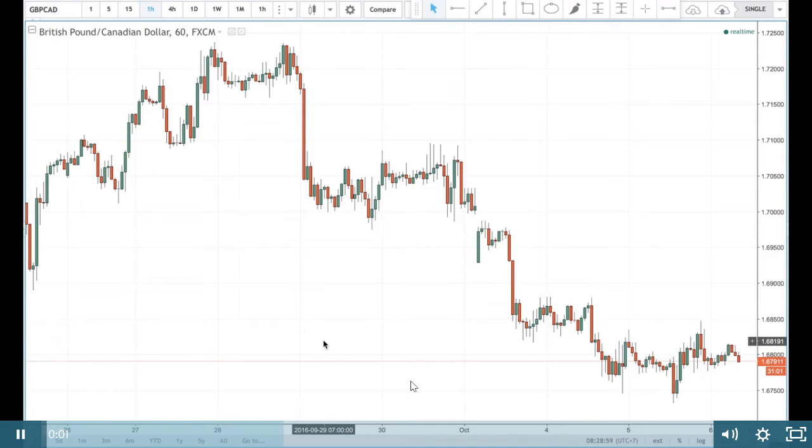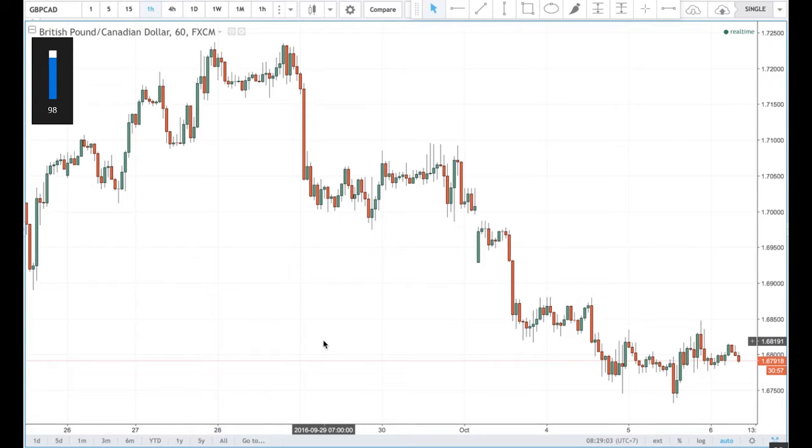Okay, so in this lesson, we're going to be discussing the sellers and how they take control, and when it's our turn to understand that the buyers are done and it's time for the sellers. So, to focus on the sellers first, we must first understand when the buyers end their reign.